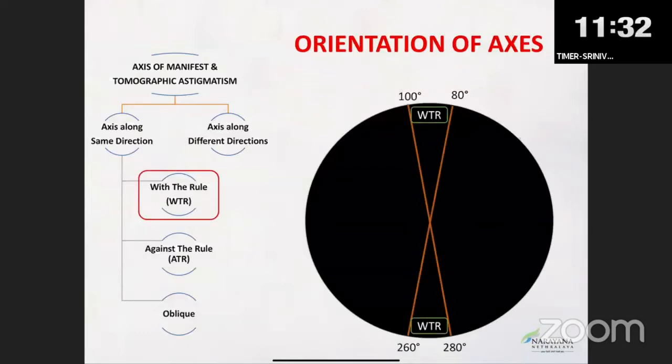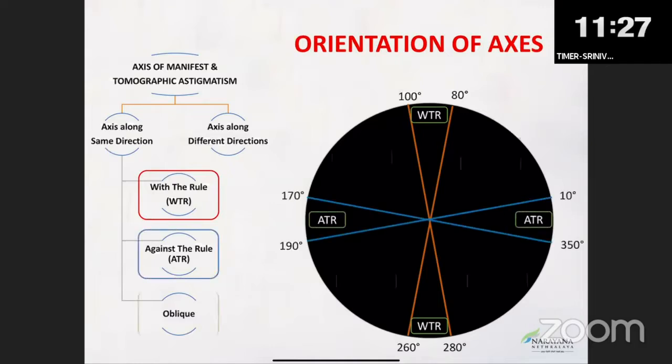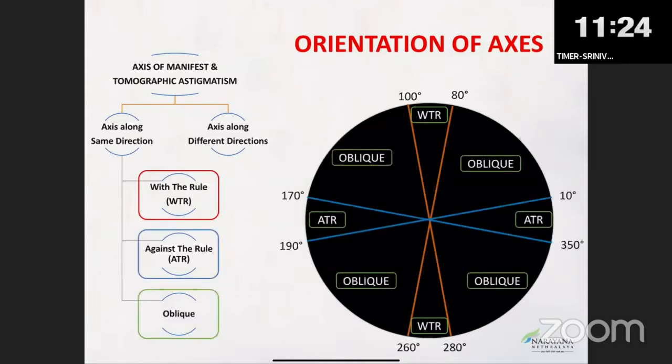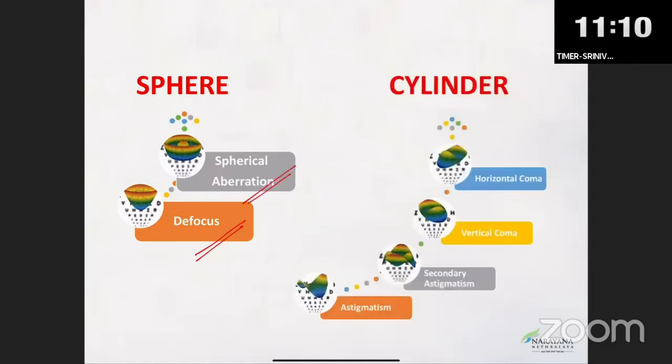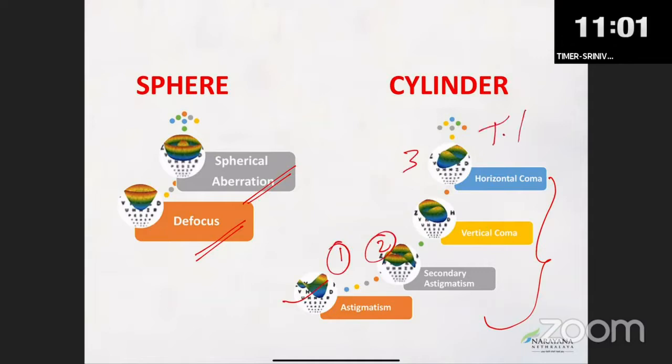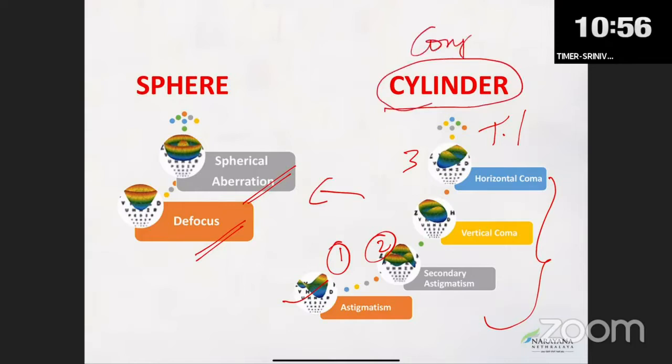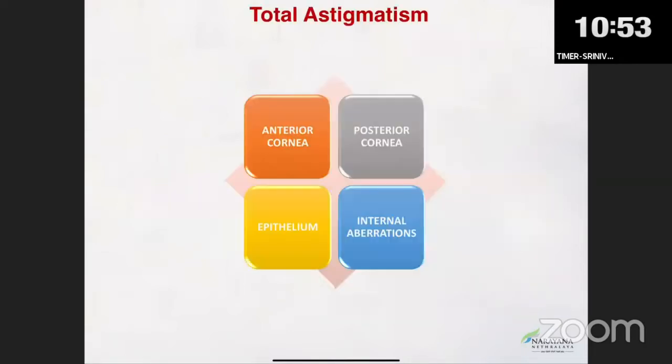This is something which we all know, the orientation of axis: what is with-the-rule astigmatism, what is against-the-rule astigmatism, and what is oblique astigmatism. All this we have been aware of, and I don't want to go into it. What is a sphere made up of? Sphere is made up of your refraction, your myopia or hypermetropia, which is defocus, and your spherical aberration. What is cylinder made up of? Lots of aberrations, of which astigmatism is one, secondary astigmatism, comas, trefoil, and a mix of all this. That's how the cylinder is made up. That's why this is very complex to understand, because it's a mix of multiple things.